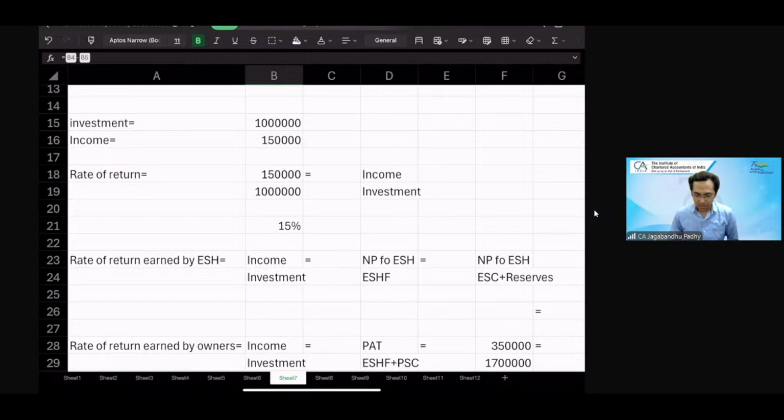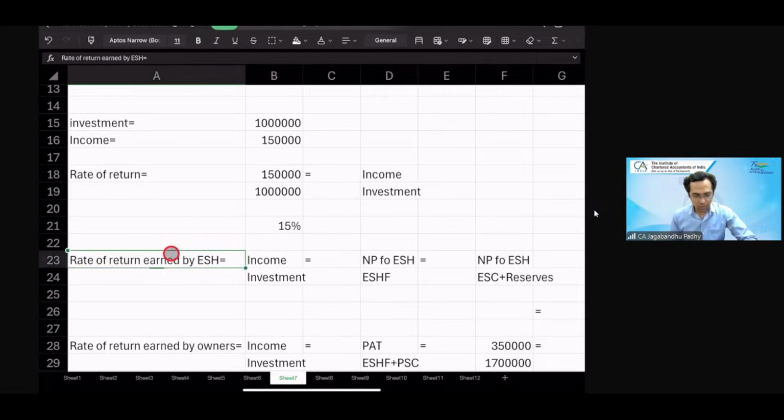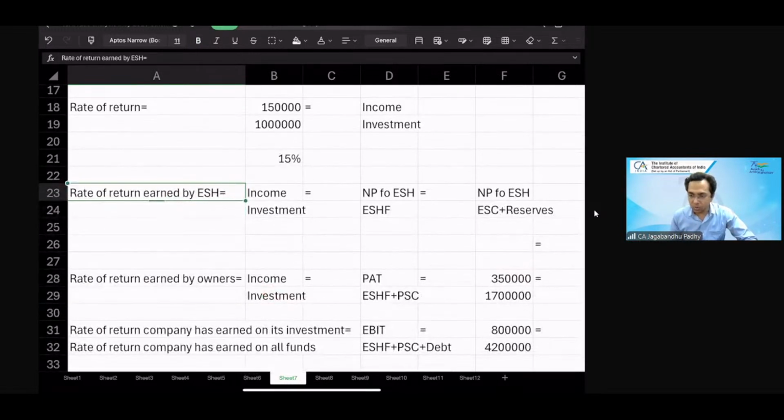So this is income upon investment. That's your rate of return. Now, if you want to compute the rate of return earned by the equity shareholders, it will be, of course, the income is going to be net profit for equity shareholders upon equity shareholders funds. If it's the rate of return to be earned by the owners altogether, the total set of owners, then it is PAT upon equity shareholders funds, that is plus the preference share capital.